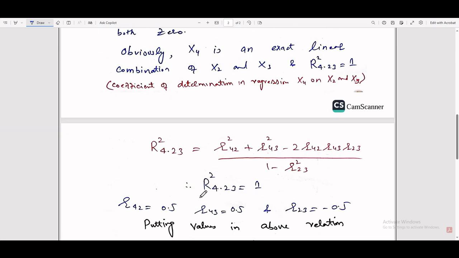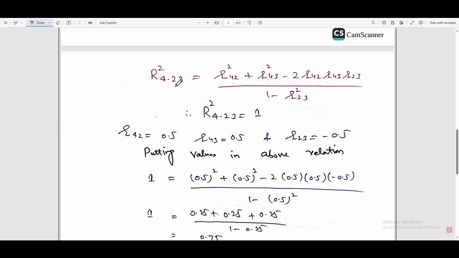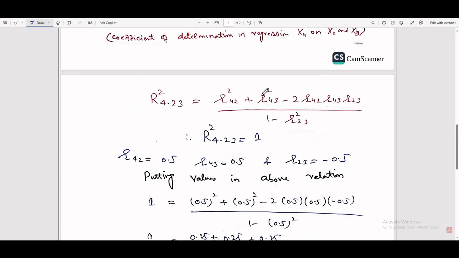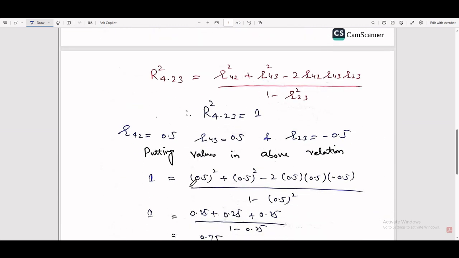So here is the formula of R square 4.23: r23 square plus r43 square minus 2 r42 r43 r23, over 1 minus r23 whole square. In this specific example, we know that R square 4.23 is equal to 1, when we regress x4 on x2 and x3. Its coefficient of determination is 1. And these are the given correlations.